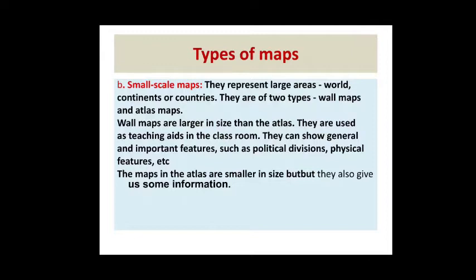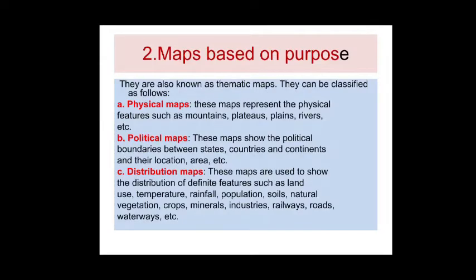They can show general and important features such as political divisions and physical features. So all the information is given to you. The maps in the atlas are smaller in size, but they also give us some information. Especially students can collect the information and understand it. That is small scale maps. So all the information, political and physical features, is there.